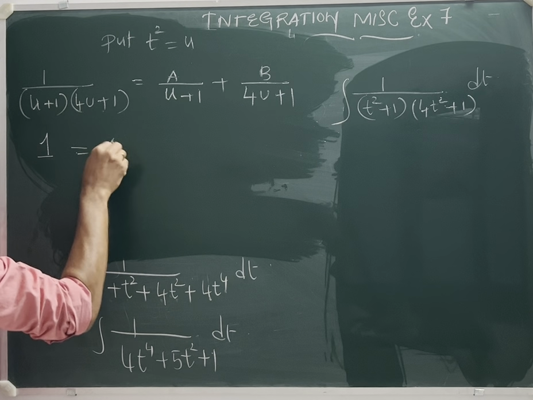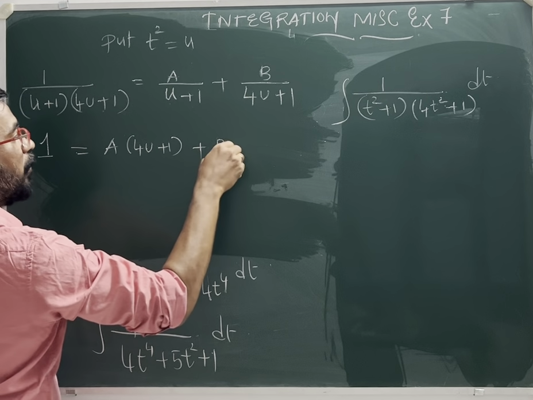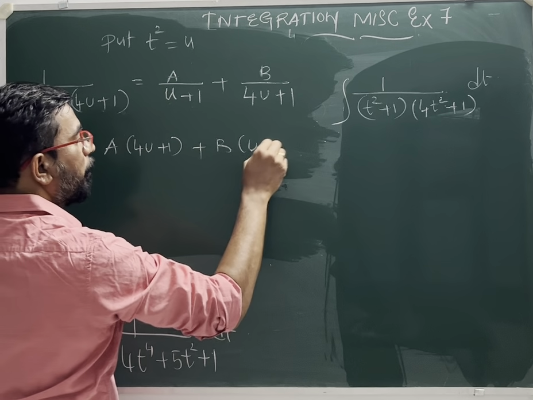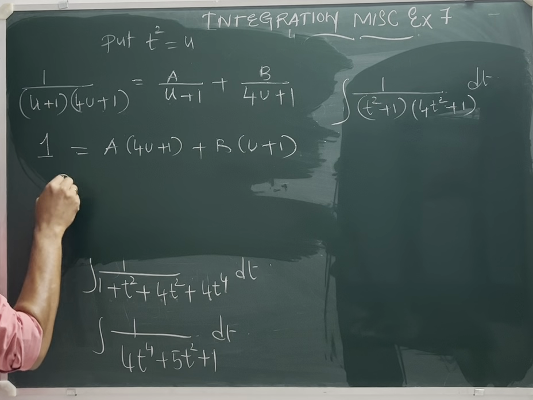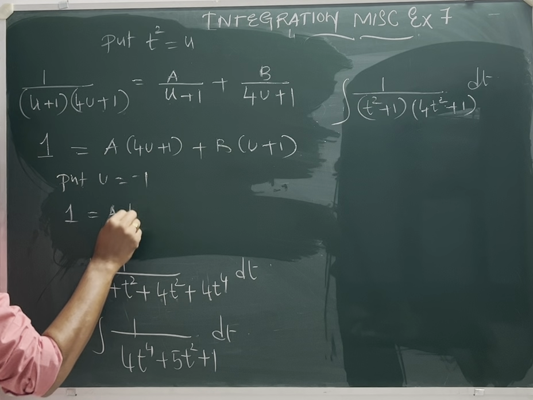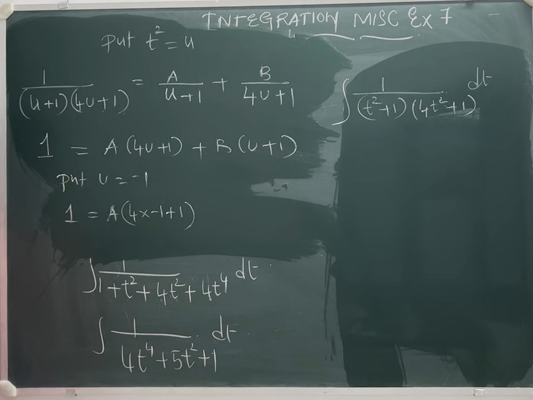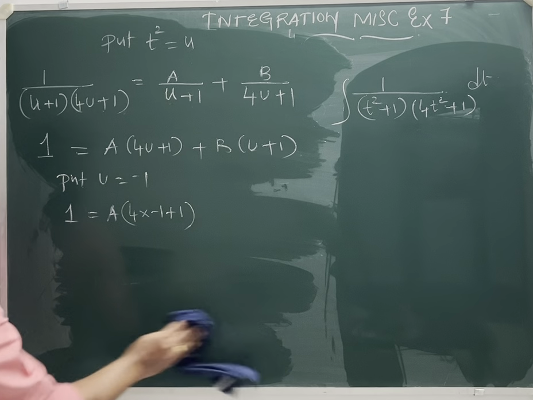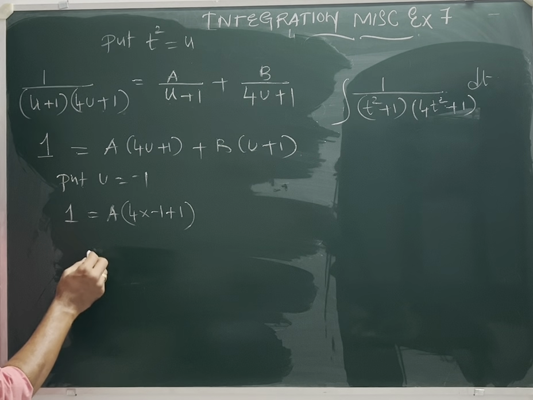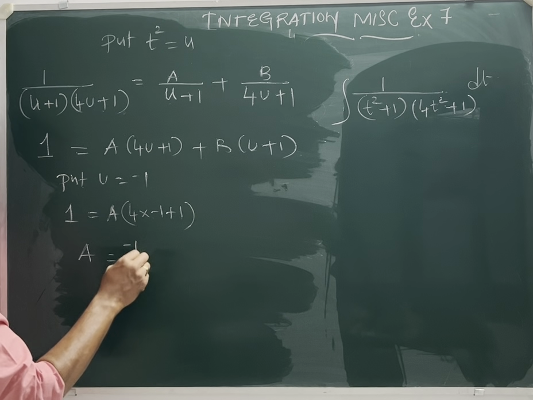1 is equal to a into u plus 1 cancel. What is remaining is 4u plus 1, plus b into 4u plus 1 cancel, u plus 1. So now we will put u equal to minus 1. So we will get 1 is equal to a into 4 into minus 1 plus 1. This is 0. That is what we put. What was our aim to write here? T as minus 1. Now I will get this finally. A will be equal to, this is minus 4 plus 1, minus 3. So minus 1 by 3.